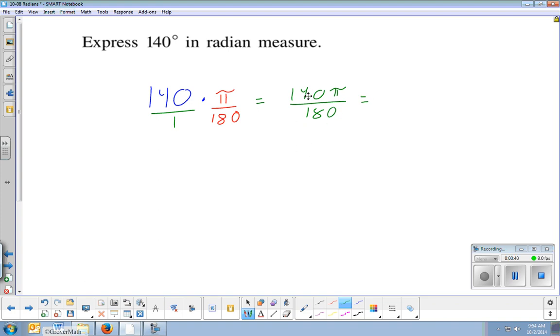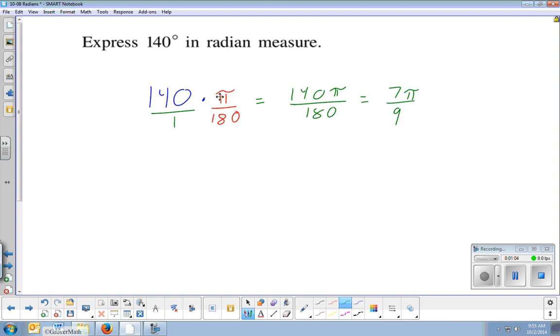So you could type into your calculator 140 divided by 180, and then do the math, enter, enter to convert it into a fraction, and it should come out to be 7/9. And we're just going to leave pi where it is. Now, if this said, what is it in radian measure to the nearest tenth, then we would actually type in 7 times pi in our calculator divided by 9 and get some decimal that we would then round.